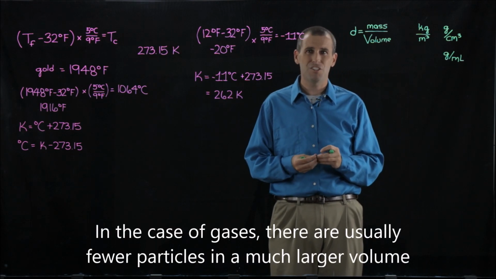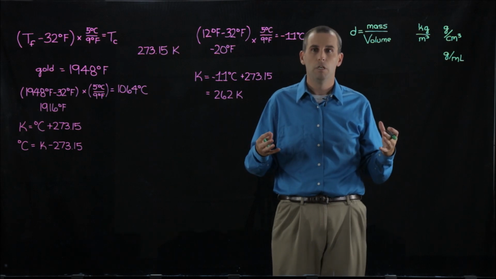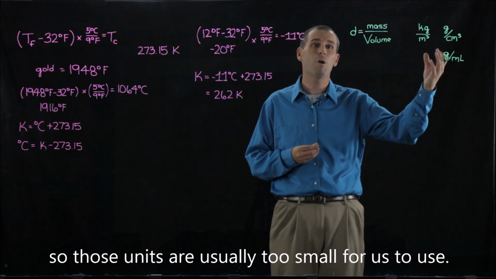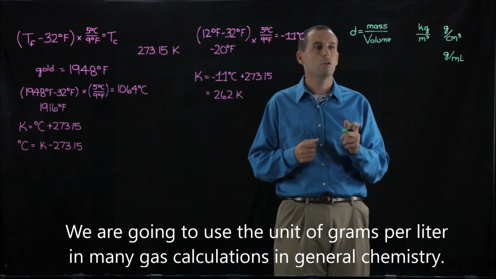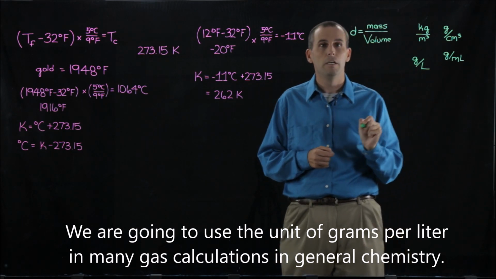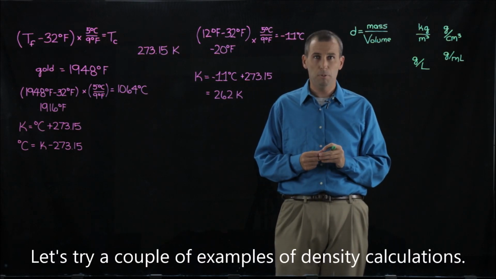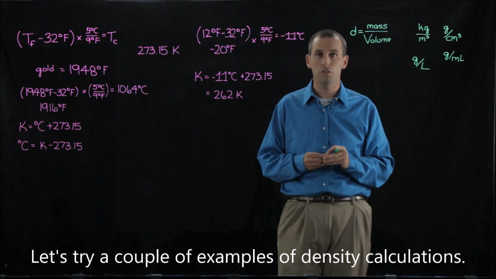In the case of gases, there are usually fewer particles in a much larger volume, so those units are usually too small for us to use. We are going to use the units of grams per liter in many gas calculations in general chemistry. Let's try a couple of examples of our density calculations.